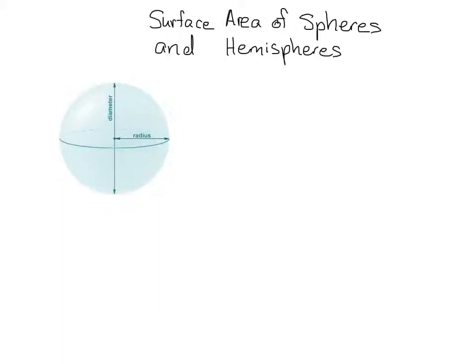In this video, we'll be looking at how to find the surface area of a sphere and of a hemisphere. But before we start to find the surface area, it's important to note that the radius of a sphere is the line segment that goes from the center of the sphere to any point on the sphere. And the diameter of the sphere goes from one end through the center to the other end.